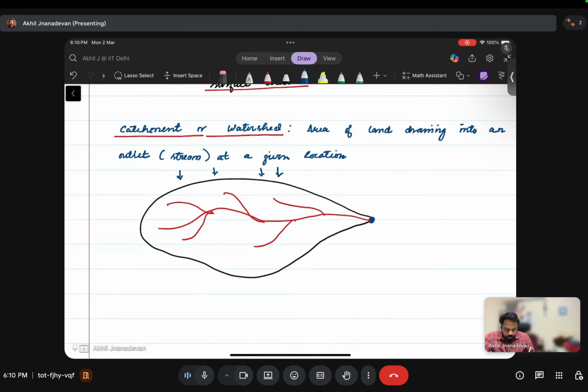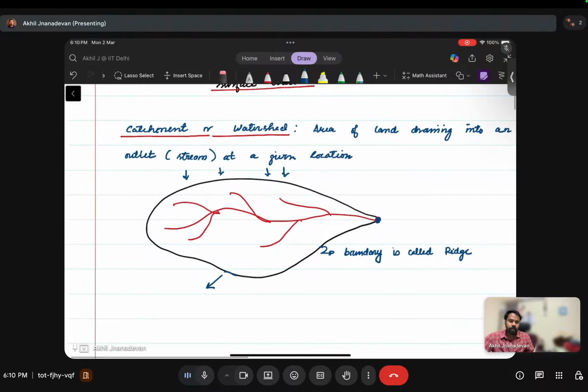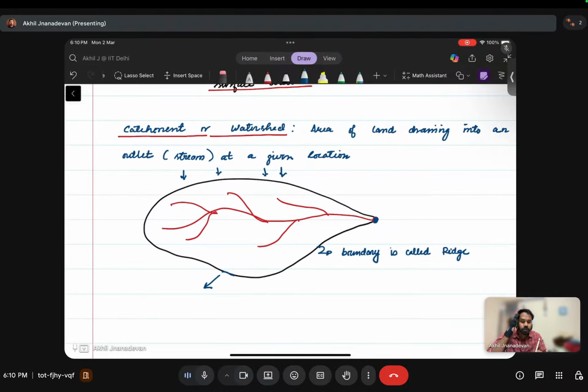Also if rain falls outside this catchment, it will flow to another catchment, right? So along this line, this particular boundary is called a ridge. Ridge means that compared to the surrounding points, this particular boundary has a higher elevation. So whatever rain falls within that boundary will flow to the catchment. So this can be a representative area which we are analyzing.